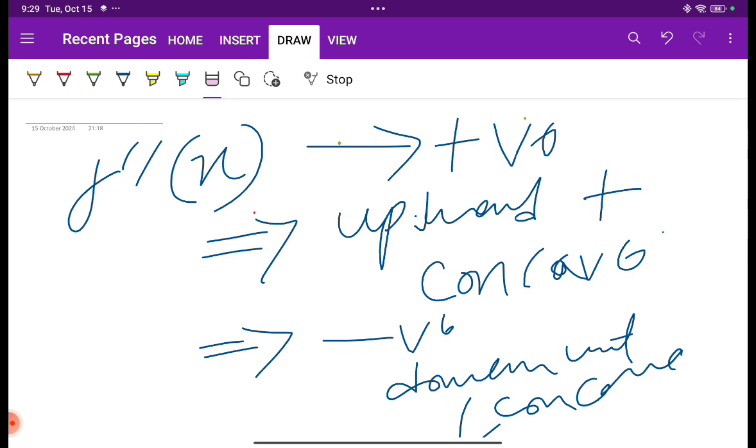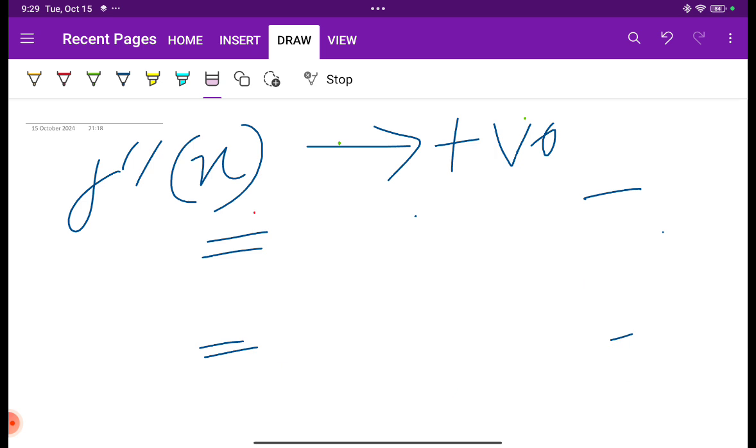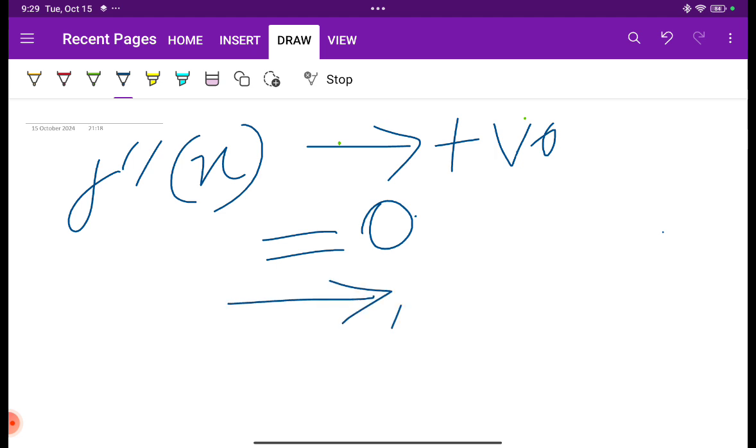Now, if after these two cases, the first derivative test and the second derivative test, the value of the function comes 0, then its graph will be linear. Linear will be its graph.